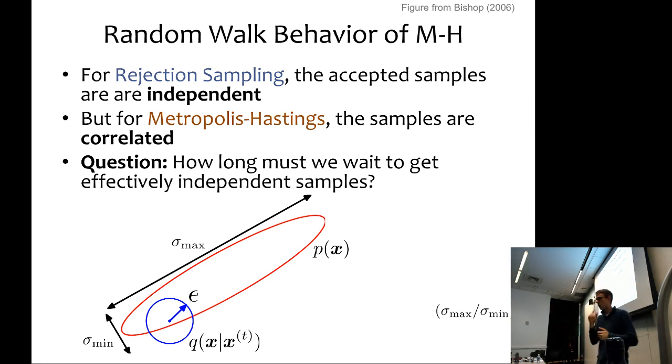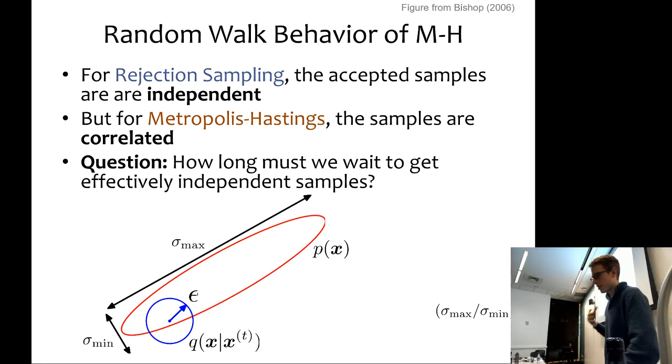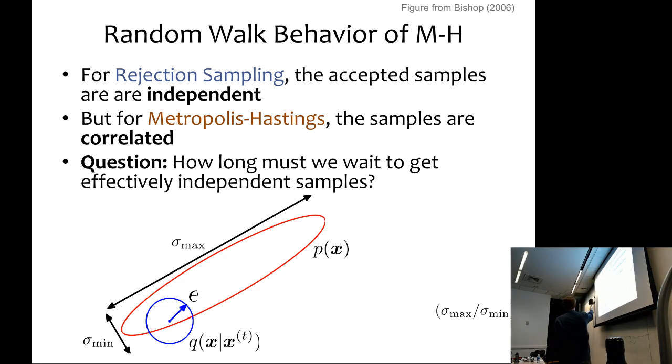And so the big question that a user of a Markov chain Monte Carlo method is going to ask is, how long do I have to wait until I get effectively independent samples? Unfortunately, that's not an easy question to answer, and it is going to depend heavily on how your proposal distribution relates to the actual true distribution, for the reasons about epsilon that we just described.